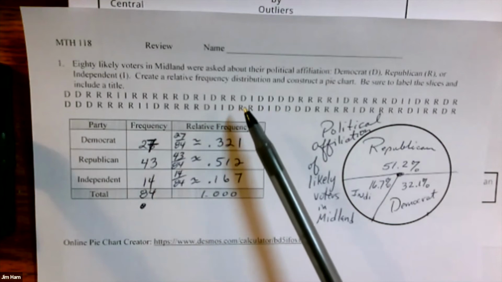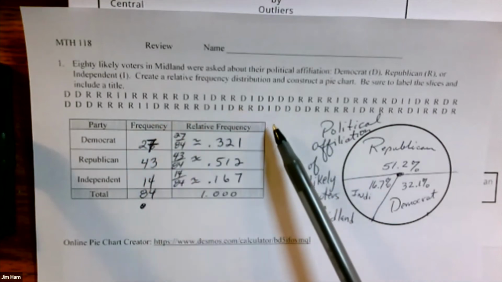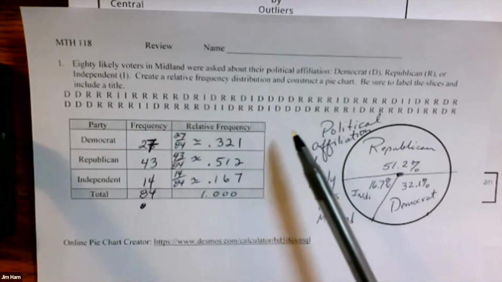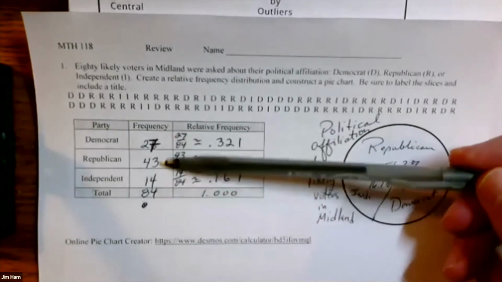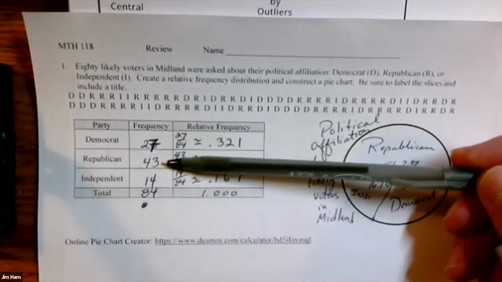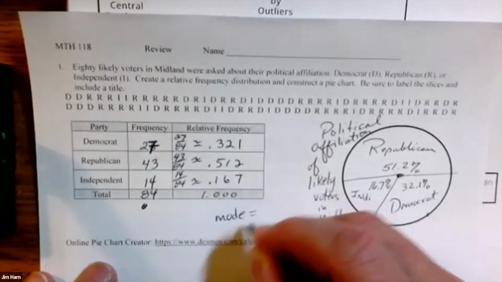Same thing for the median. We can't sort these data values to pick out the middle one, because we don't know if I comes before D or R. It doesn't make sense. They're names. But we can pick out the mode, which is the most frequently occurring data value. And all you have to do is to look at these frequencies. And you can see that Republican occurs more frequently than any of the other responses. So we would say that the mode is Republican.